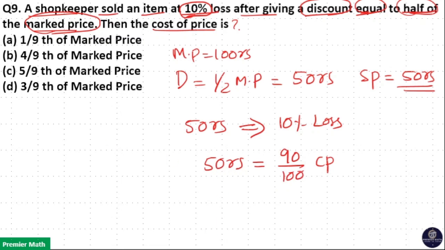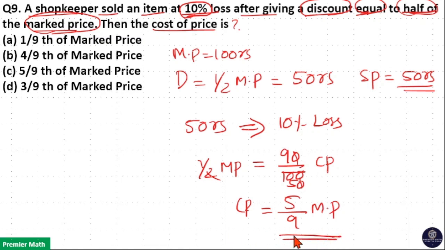This 50 rupees is equal to half of the mark price, that is half of the price tag is 50 rupees. Now, 2 goes 50 times in 100. 0, 0 cancel. Cost price is equal to 5 by 9 of marked price. That is, cost price is equal to 5 by 9 of price tag. So, option C is your answer.